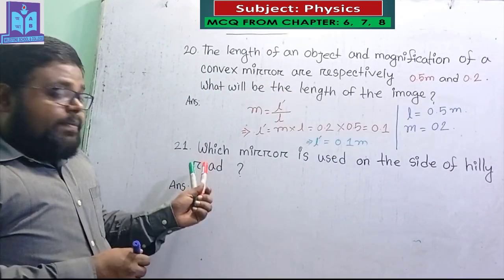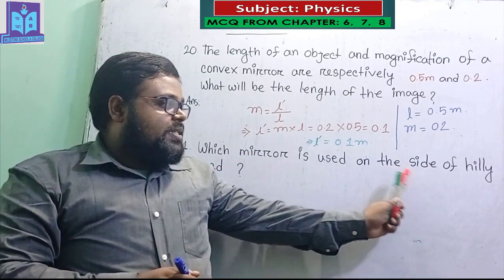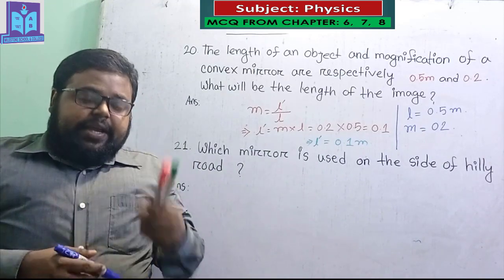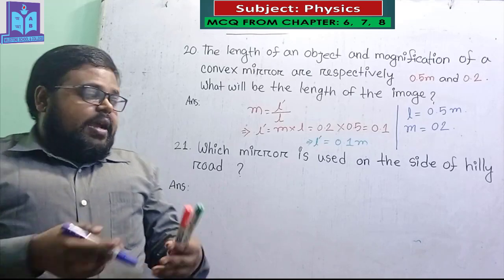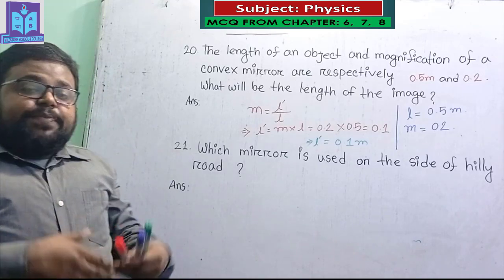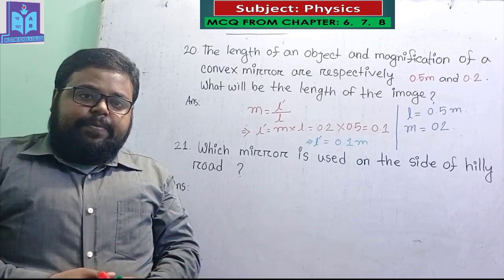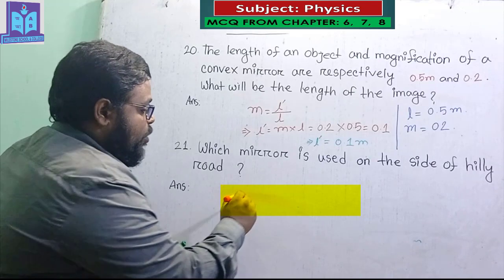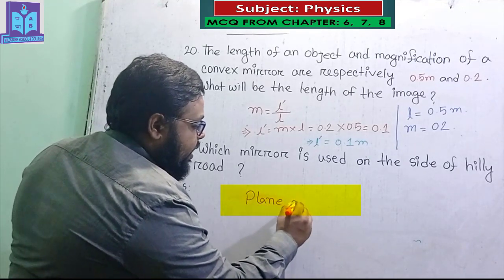Okay, number 21 question is, which mirror is used on the side of hilly roads? I think you know that hilly roads are very zigzag most of the time, and that's why there is a possibility of any kind of accident occurring. To avoid that kind of accident, a plain mirror is used at the hilly road.